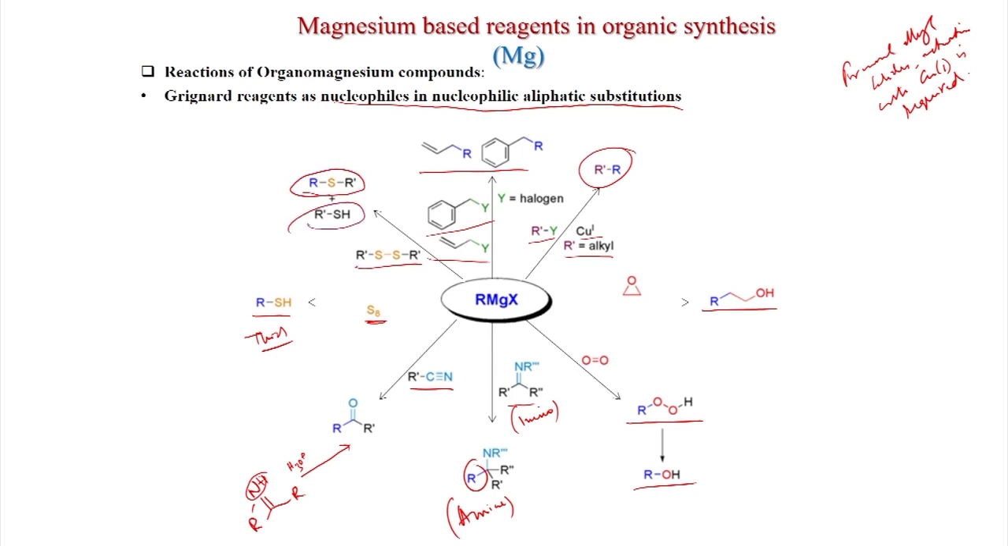So, when it reacts, what happens? This bond is getting broken, and R comes here. So, R reacts here and the SS bond is cleaved. So, you get a sulfide from disulfide.